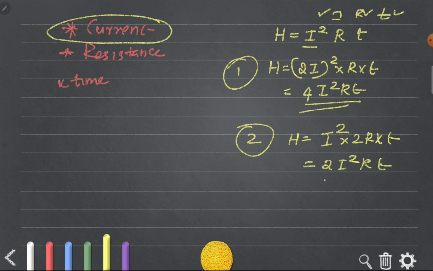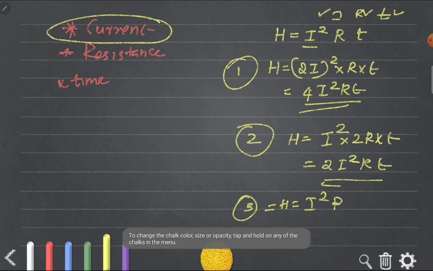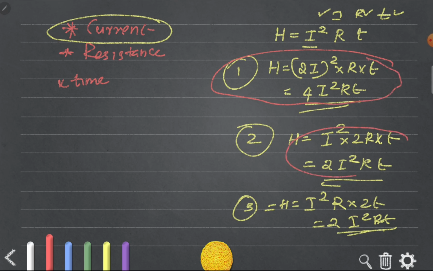Now the third case, T is twice. H is equal to I square RT, and instead of T you have to put 2T. So let me change it: I square into R into 2T. The answer will be 2I square RT. Now look here. Instead of I, I took 2I in the first case and I got 4I square RT. In the second case, instead of R, I took 2R and I got 2I square RT. And in the third case also, I changed T to twice its initial value, and again the answer was 2I square RT.